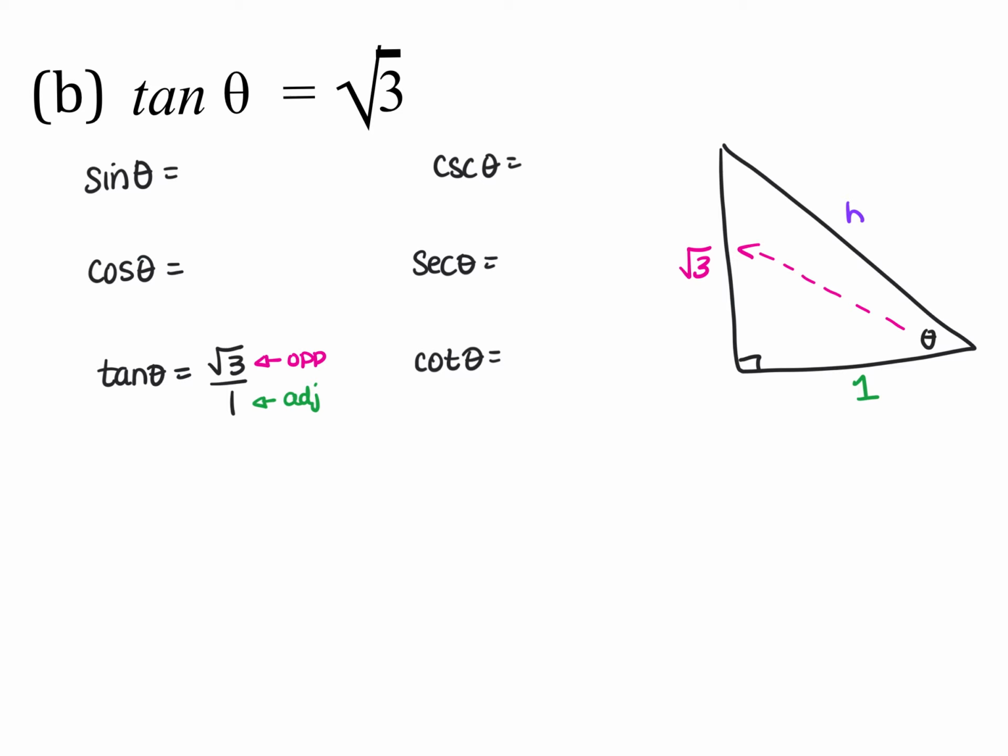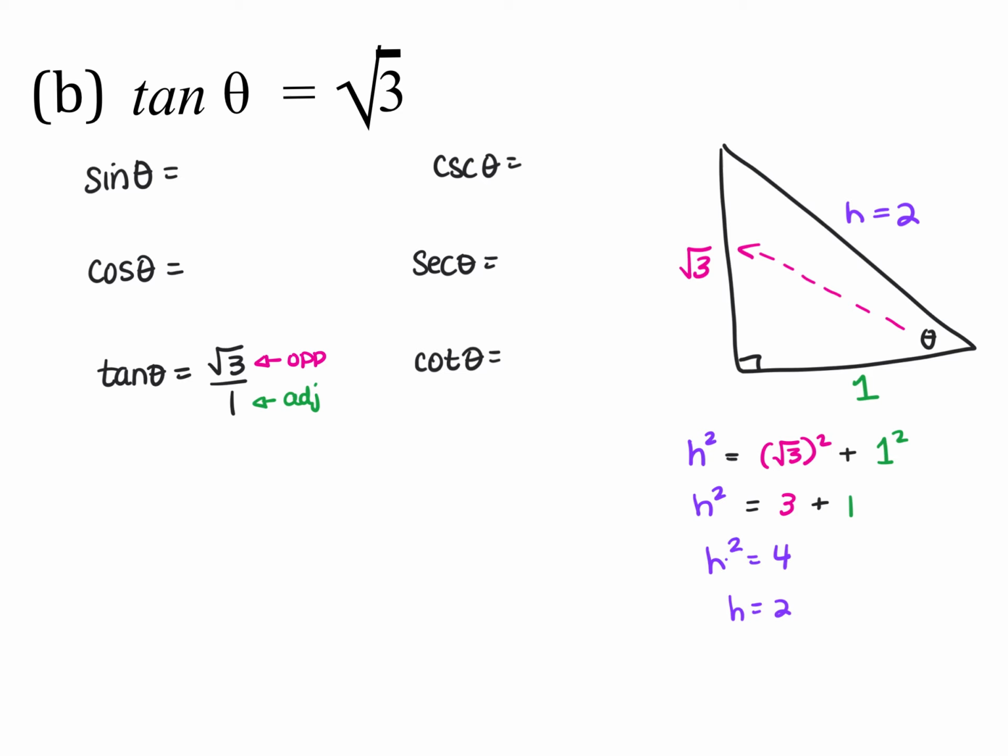Now, based on our knowledge from the previous example, we're probably going to need to find h. So I'm going to set up the Pythagorean theorem and solve for h. Why don't you do that? Pause the video, come back and check your answer. So hopefully you got h equals 2.